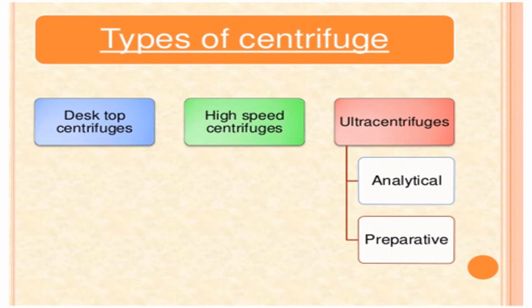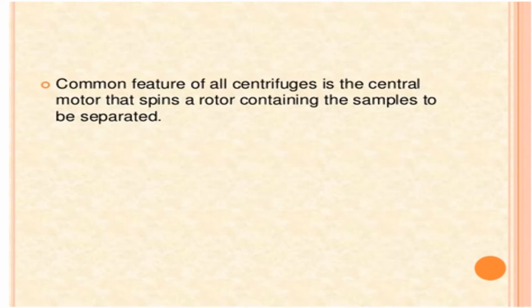There is the desktop centrifuge, which is further divided into microfuges and high-speed centrifuges. Ultracentrifuges are of two types, analytical and preparative. The common feature of all these centrifuges is a central motor that spins a rotor containing the samples to be separated. In every centrifuge there is one rotor and one machine which spins the rotor containing the sample.